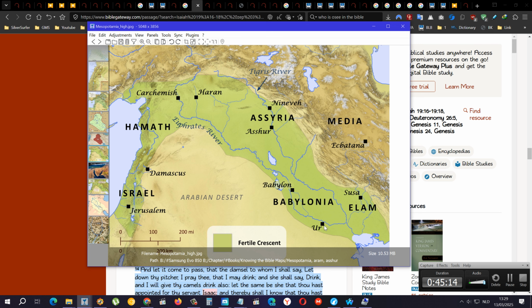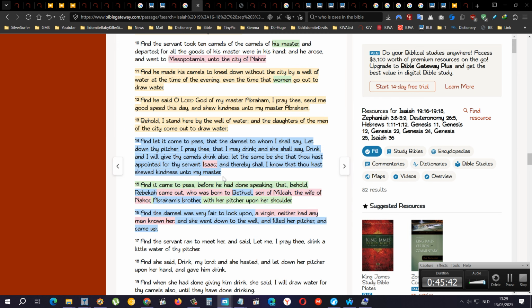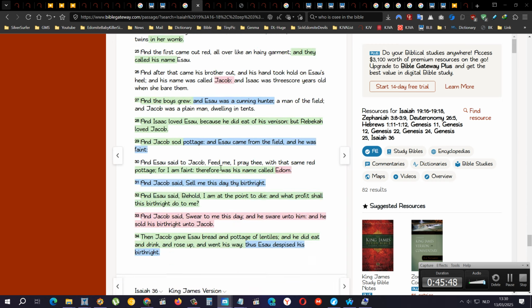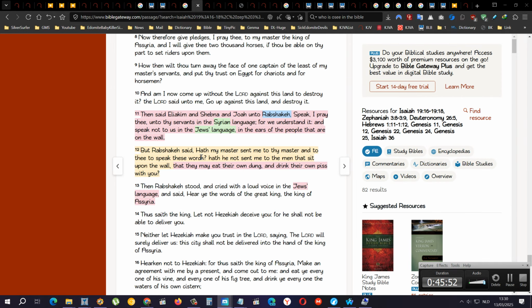So Abraham went from here along with his father. His father took him, and then they went to Haran. And then Abraham left Haran, then he came into the land of Canaan with Lot and with Sarai, which is Sarah. Then they dwelt there. So now going back to over here, where was I again? Here. So Isaiah 36 and the rest of verse 11: unto thy servants in the Aram language, for we understand it.